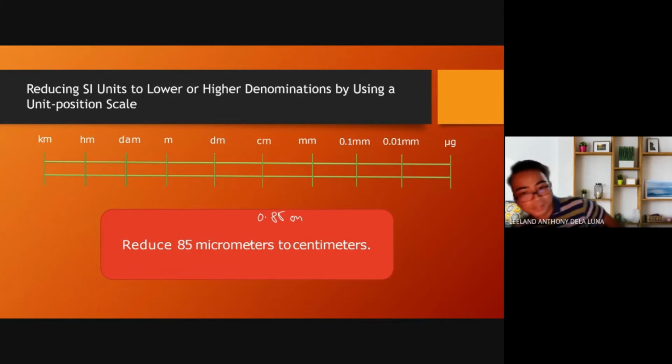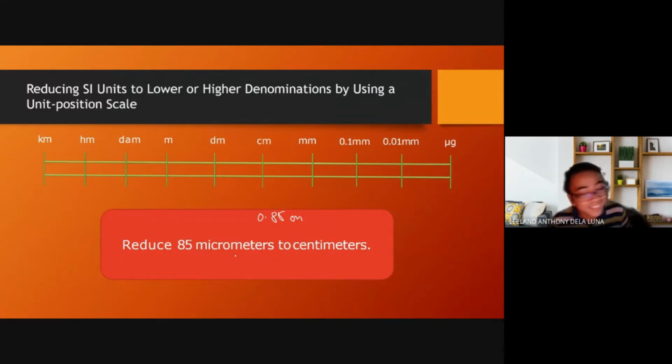Okay. So tama yung class, you get here 0.85 centimeters. Okay, papakita pa ba natin? Sige na, pakita na natin. Alright, so class, micrometers. Okay, dahan-dahanin natin ulit, especially sa mga nahihiyang magtanong. Right, so 85 micrometers.